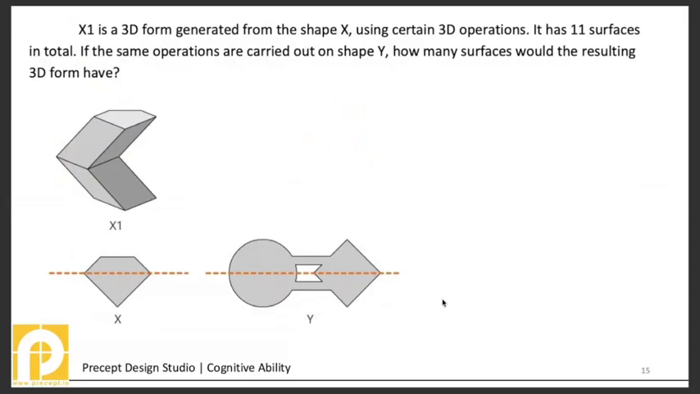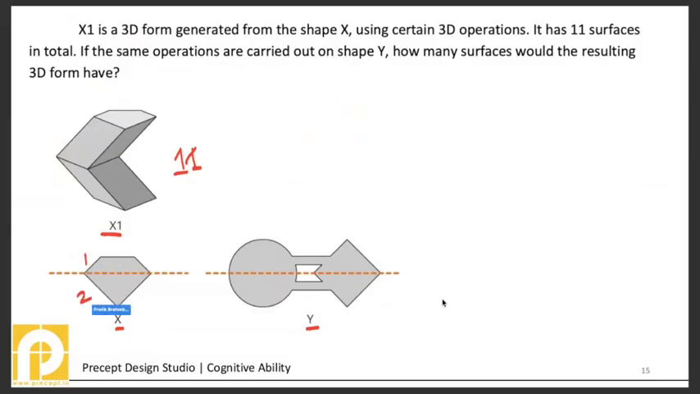So in this question, X1 is a 3D form. This is X1, which is generated from this figure X using some 3D operation. It has 11 surfaces in total. If the same operation is carried out on fish shape Y, how many surfaces will the resulting 3D form have? In this case, first you should question how, when you transform X to X1, it gets 11 surfaces. How will it get 11 surfaces? Edges will become surfaces.